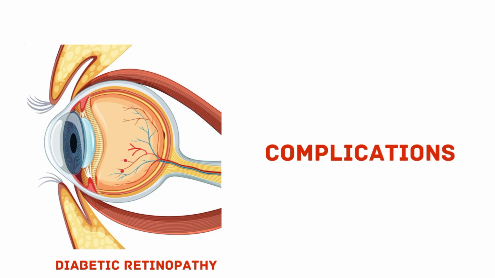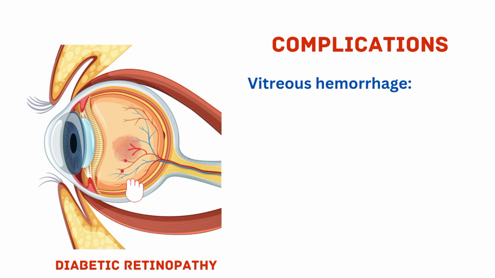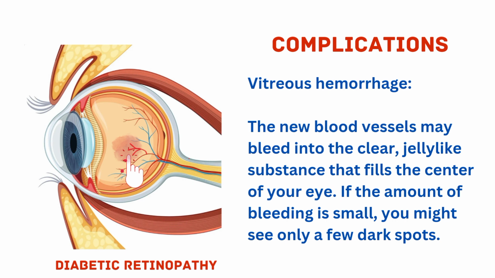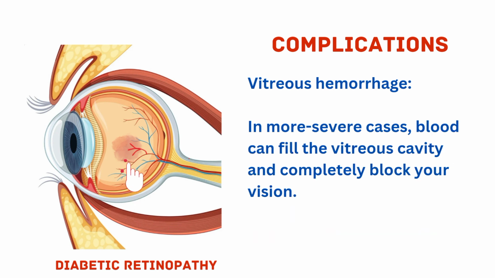Now let us discuss the complications of diabetic retinopathy. The first complication is vitreous hemorrhage. The new blood vessels may bleed into the clear jelly-like substance that fills the center of your eye. If the amount of bleeding is small, you might see only a few dark spots. In more severe cases, blood can fill the vitreous cavity and completely block your vision.